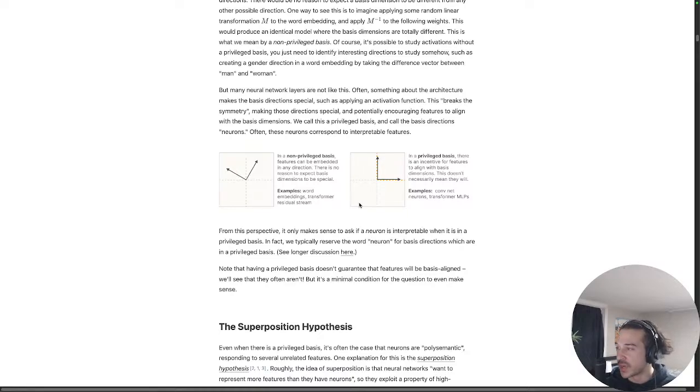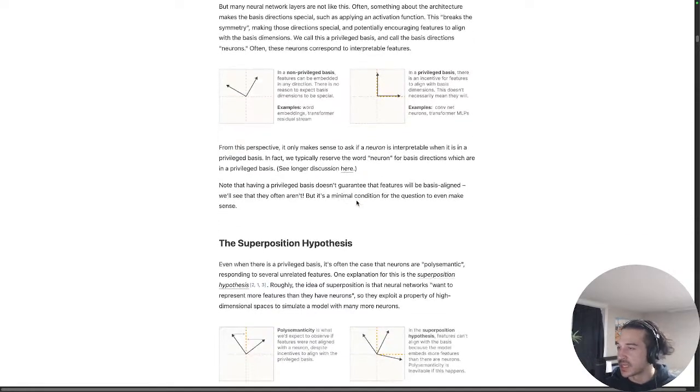In a privileged basis, there is an incentive for features to align with basis dimensions. This doesn't necessarily mean they will. Examples: convnet neurons, transformer MLPs. And in the diagram, we see two lines that are orthogonal to each other, and they're directly on each vertical and horizontal axis respectively. From this perspective, it only makes sense to ask if a neuron is interpretable when it is in a privileged basis.